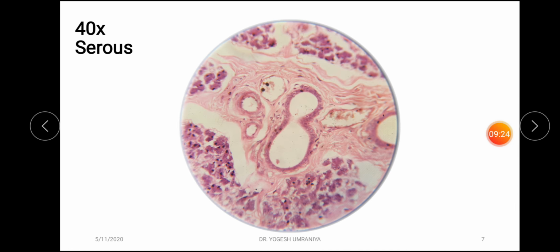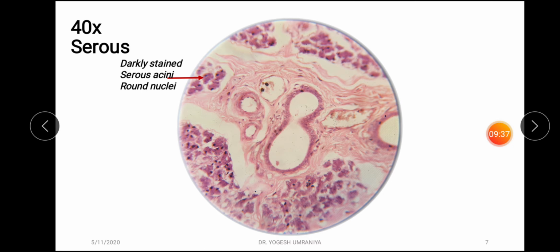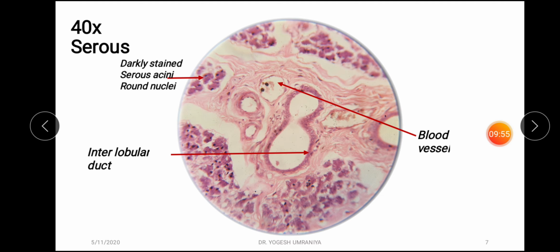Image under the 40x lens, you can see the serous acini with the dark staining property, as well as the round nucleus. Next you can see this duct situated within the connective tissue region, that is the interlobular duct, having the stratified epithelium either of the cuboidal or the columnar type. This is the blood vessel. This is the interlobular connective tissue septa.